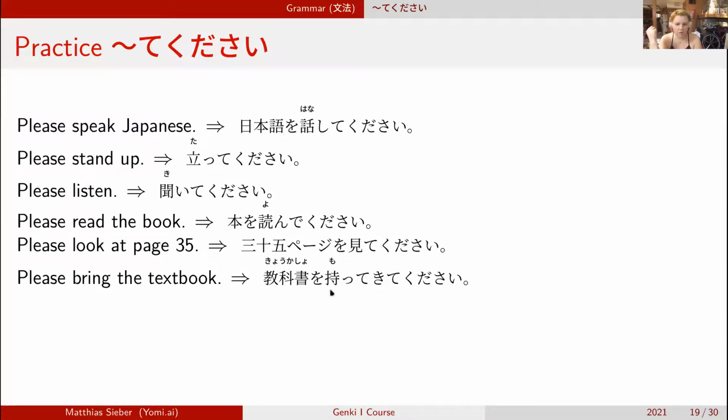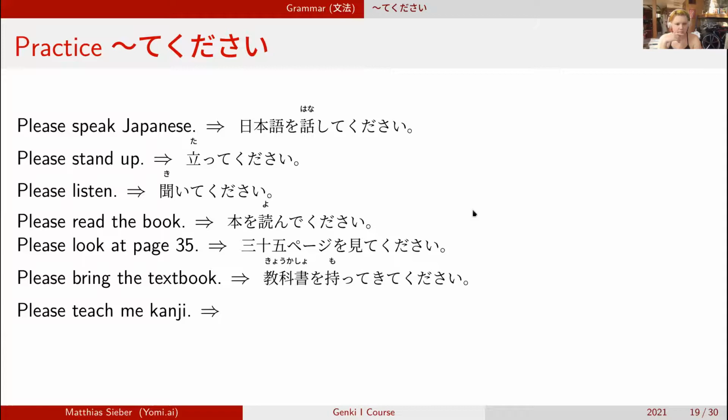Yeah, we talk about this a little bit more. I think it's practical to put it under irregular verbs. It's not. The irregular part is the kuru part, right? So kyokasho, the textbook, o motte kite, to bring a thing, right? And kudasai. Right?